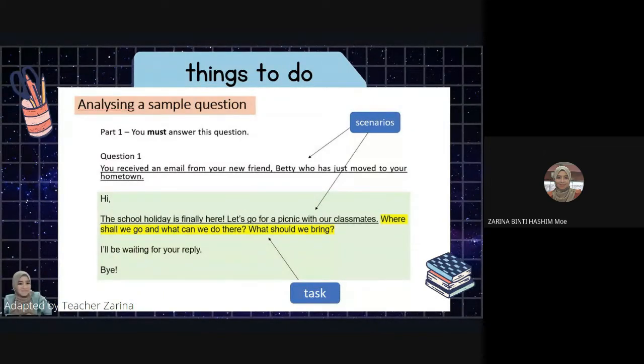Whenever you get question 1 in part 1, please highlight or underline the main ideas. You have to look for the main ideas and underline them. Why? Because if you don't underline, you may not include all the necessary information in your email, and you will not get 5 for your content. So this is very important for you to take note.